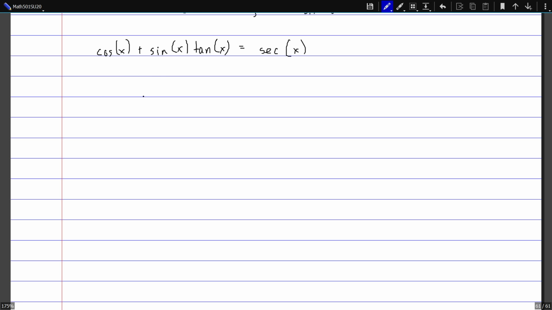Now, I've got a pretty eclectic mix here, because I've got cosine and sine, and I've also got a tangent, so 3 different trig functions. With that in mind, how about I start with converting this to only deal with cosines and sines? That at least gets rid of one of my trig functions, and I know that tangent can be written as a quotient of those things. So let's start by using our quotient identity. We're going to swap out tangent for sine over cosine. So right now we've got cosine of x plus sine of x times sine of x over cosine of x.